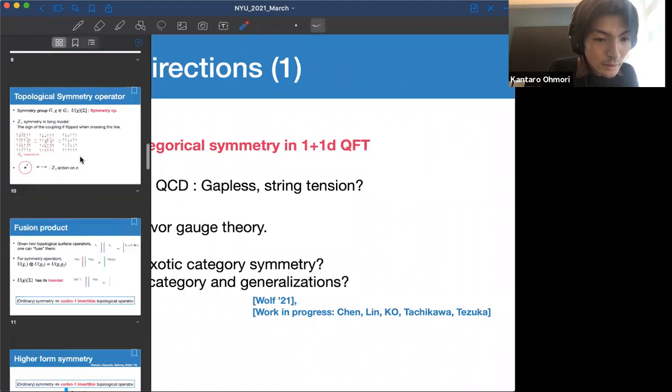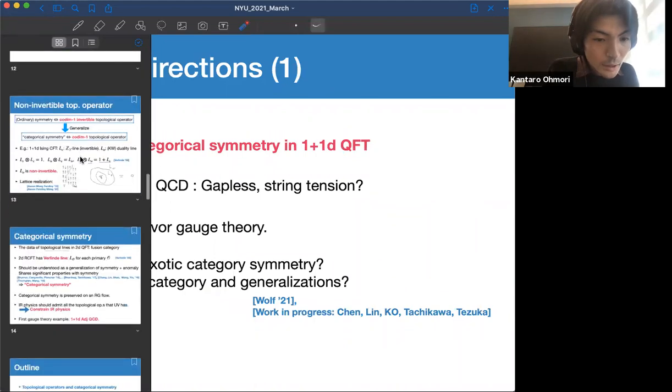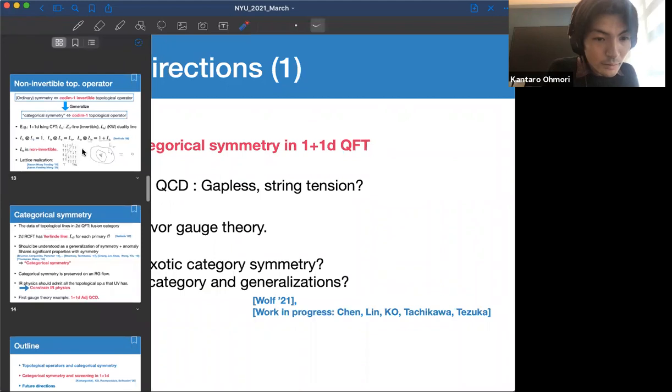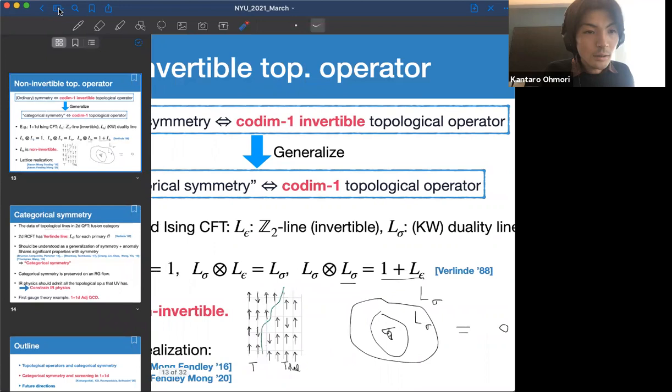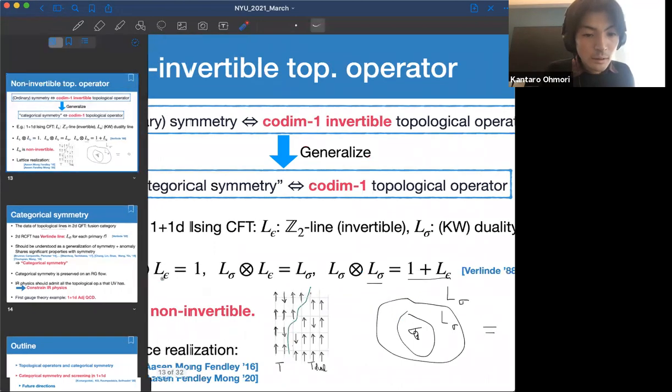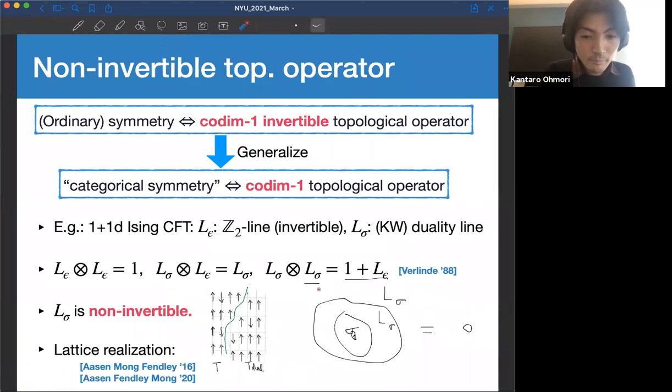So in the example of Ising, this is non-invertible, and the dual is actually itself.